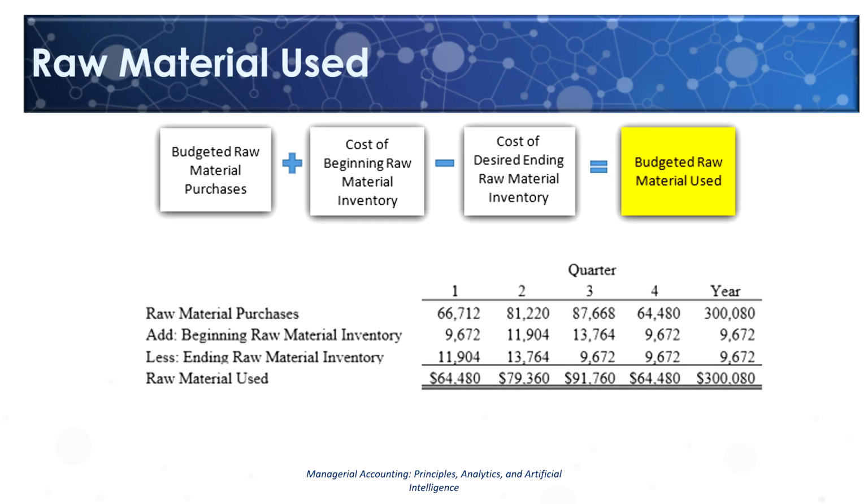Let's take a look at raw material used in the Bob Willis example and the computations. We take raw material purchases directly from the purchasing budget that we computed earlier. And then we can take the ending raw material inventory, which we had just computed, and the beginning raw material inventory, which came from a previous quarter.